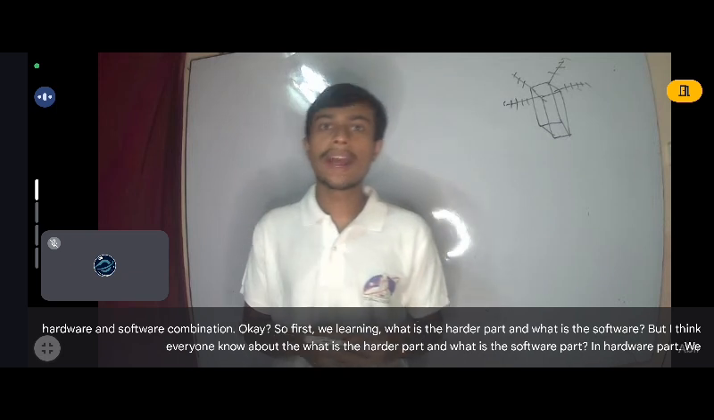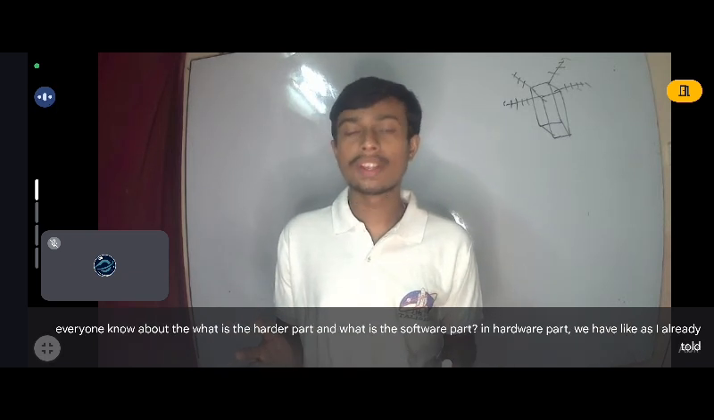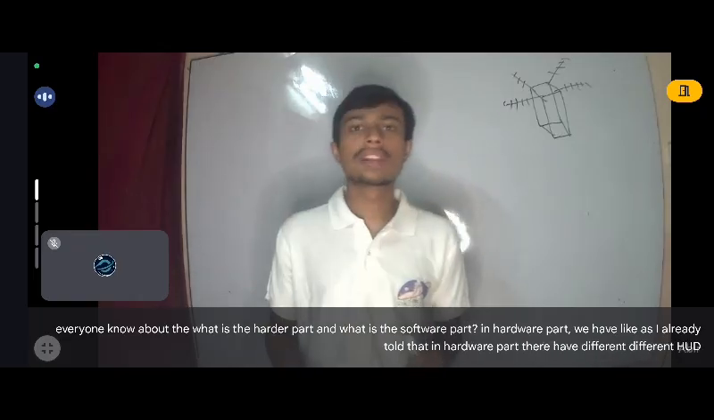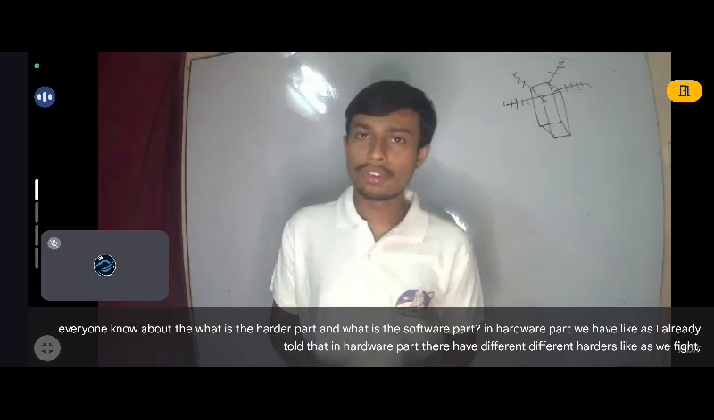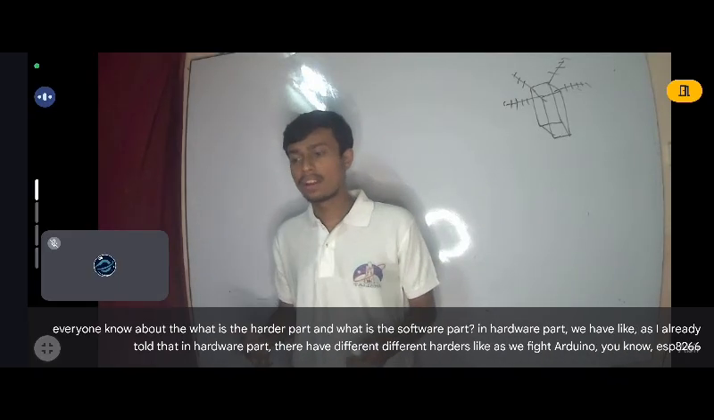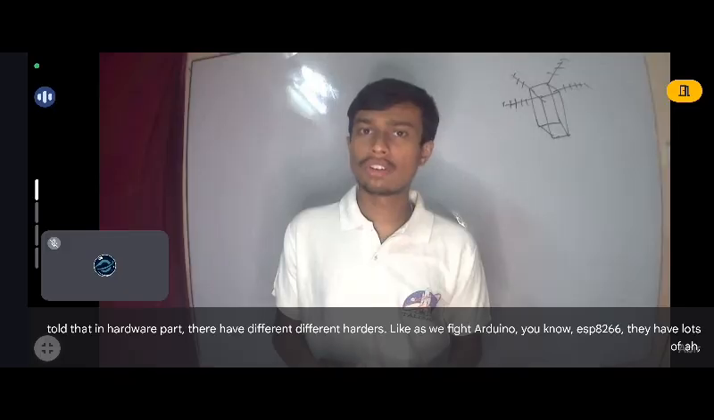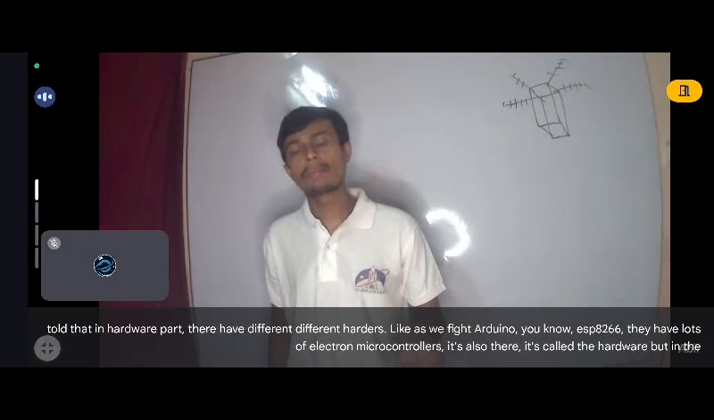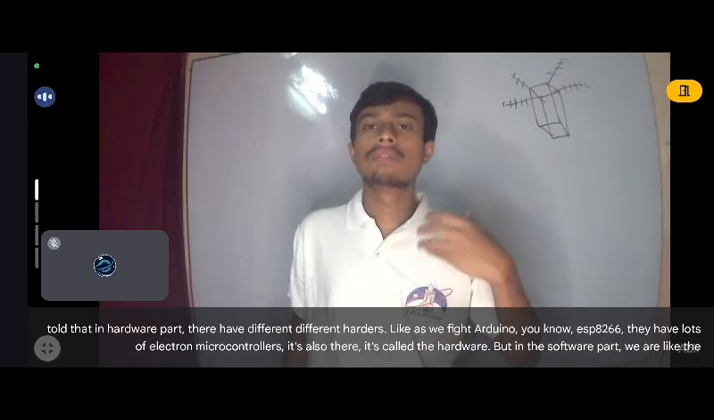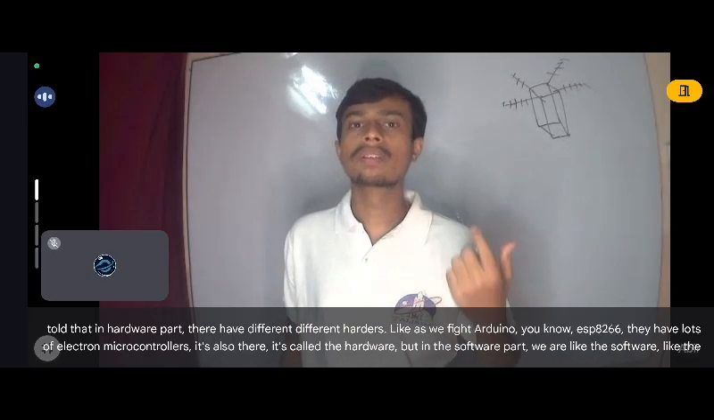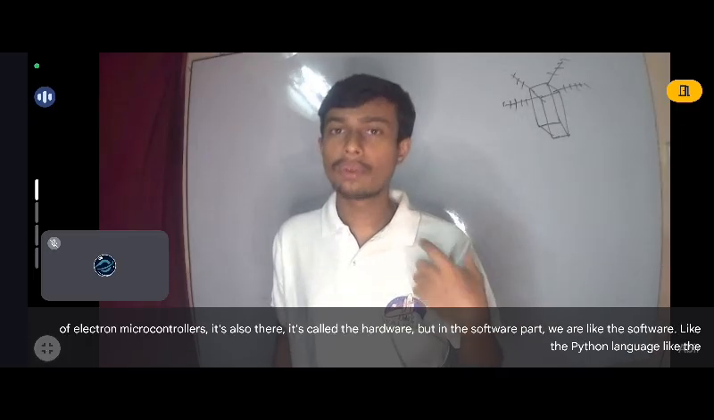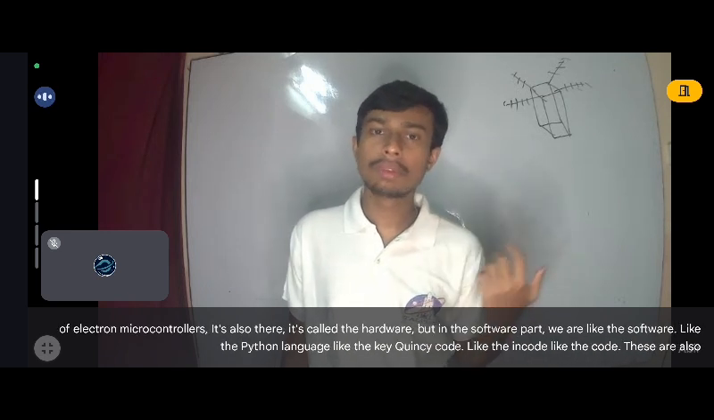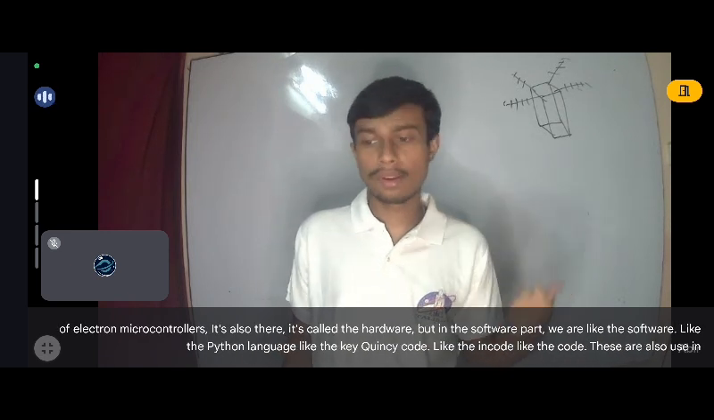In the hardware part, as I already told, there are different hardwares like Raspberry Pi, Arduino Uno, ESP8266. There are lots of microcontrollers also. It's called the hardware part. And in the software part, we have the Python language, frequency code, encode, decode. These are also used in the software part.